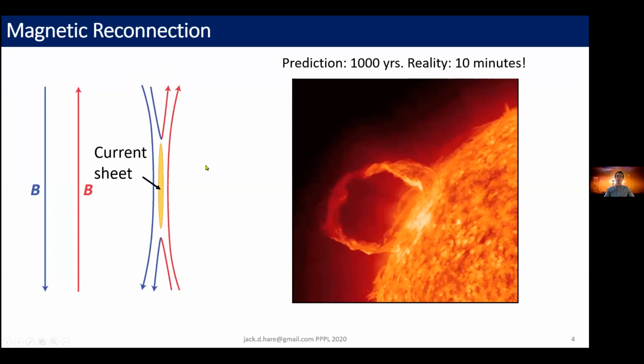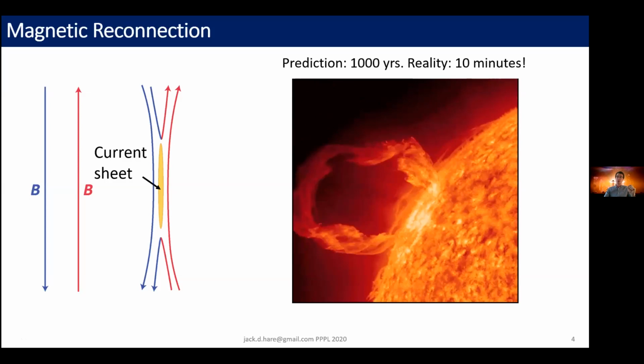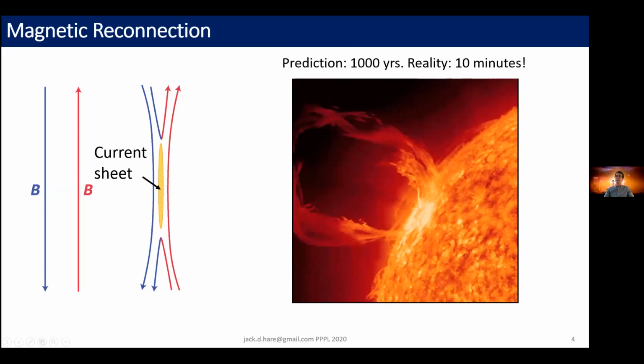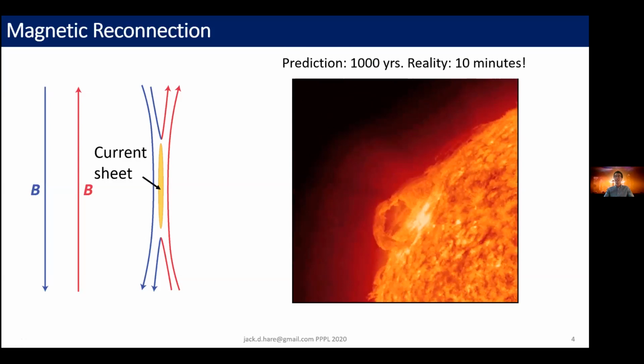Now, this model here is a sort of laminar model that we've had since the 50s, and almost as long we've known that this model isn't particularly good for most of the plasmas we see in the universe around us. To give you an example from the sun, this is a solar flare erupting, and the predicted timescale varies depending on exactly what numbers you use. One source I found claims a predicted timescale of around 1,000 years, but in reality, we know that these events happen on very short timescales, often only tens of minutes. So there's a huge disconnect between the predictions and the reality.